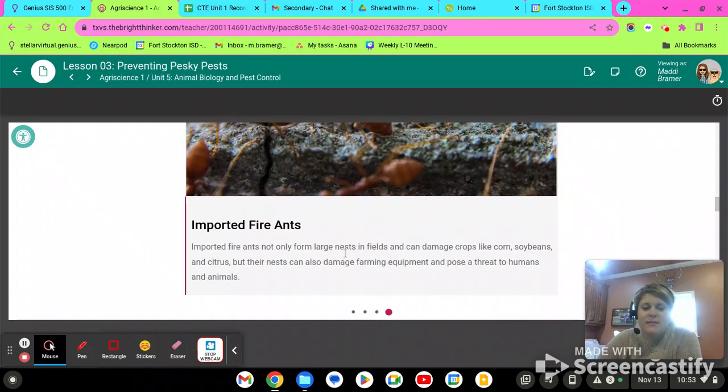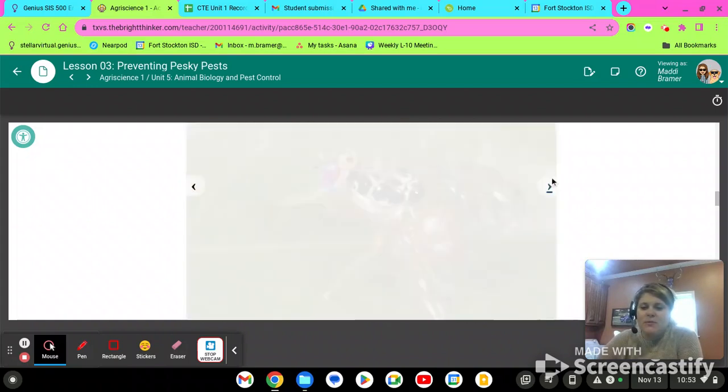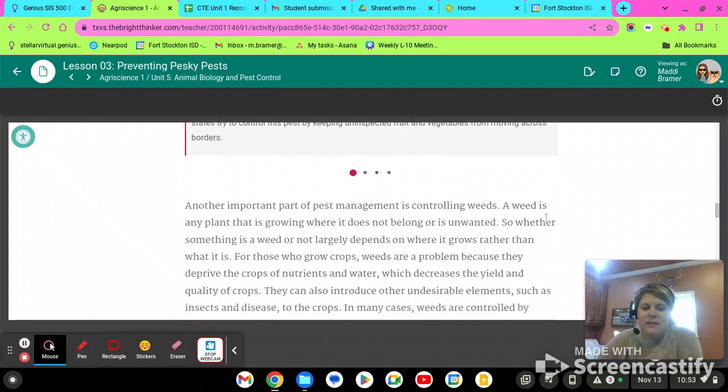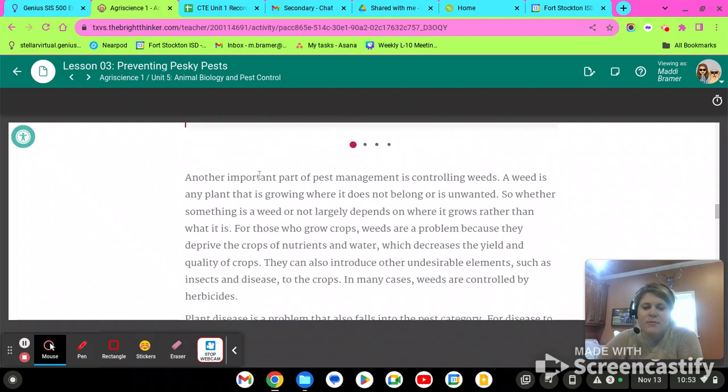Imported fire ants. They not only form large nests in fields that damage crops like soybeans and citrus, but their nests can also damage farm equipment if you drive over them. They're huge. You drive over it and you could break your equipment. And it poses a threat to humans and animals. So those are just some examples.